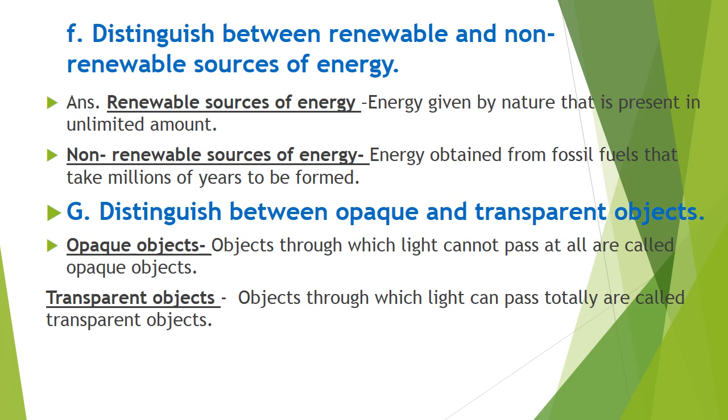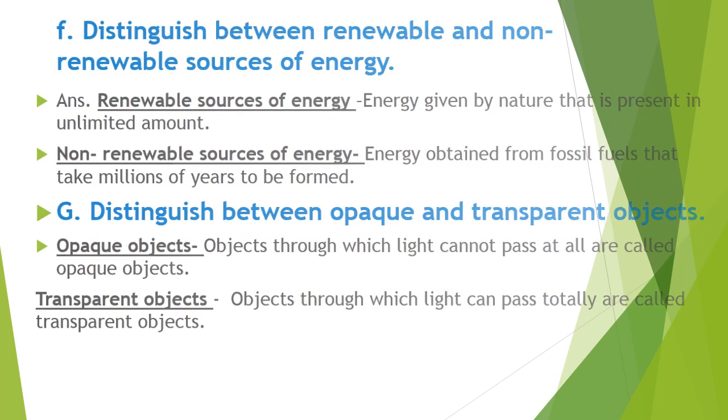Part G. Distinguish between opaque and transparent object. First is opaque objects. So students, opaque objects are those objects through which light cannot pass at all. So they are called opaque objects. Whereas transparent objects are those objects through which light can pass totally. So they are called transparent objects. Clear?